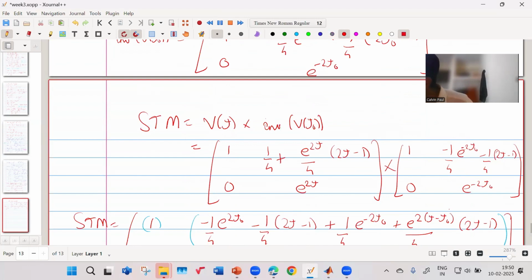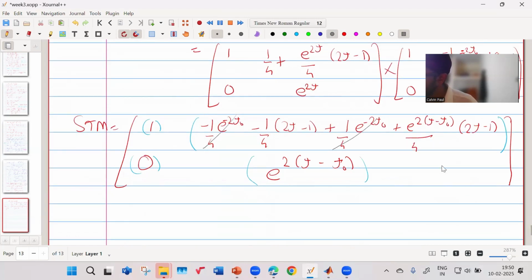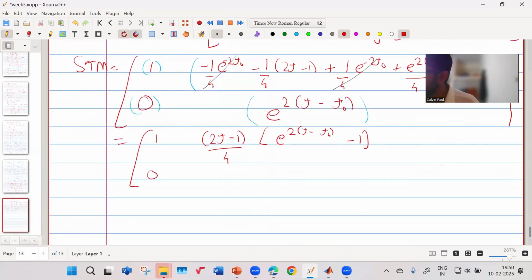This actually is e to the power minus 2t0, so this will be e to the power minus 2t0. So this and this will get cancelled. So the matrix will become, the state transition matrix will be 1, 0, then 2t minus 1 by 4 into e to the power 2 t minus t0 minus 1, and then e to the power 2 into t minus t0. So this is the state transition matrix.